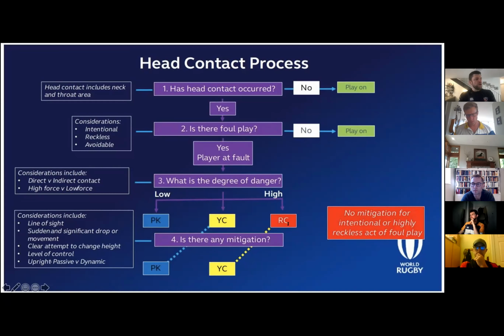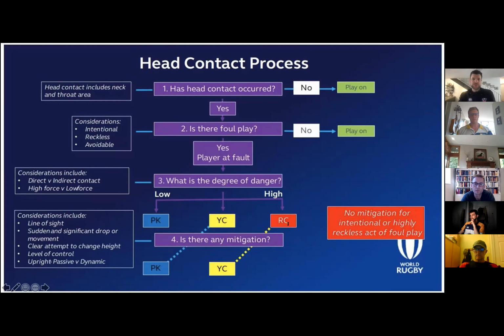Interesting. I think judging intent is always tricky, because how do you judge intent as a referee? Yet we are routinely requested to judge intent.